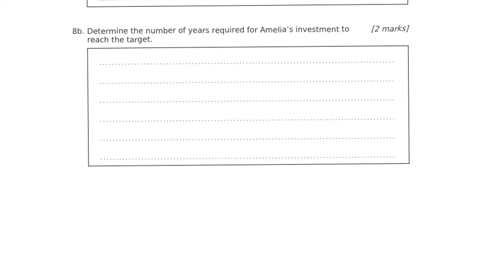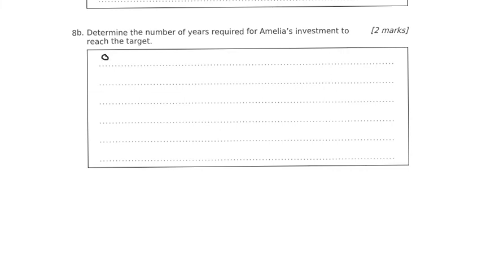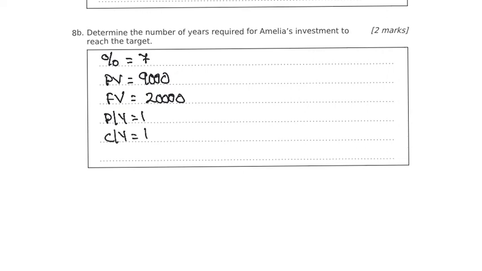8b, determine the number of years required for Amelia's investment to reach the target. Again, use the financial solver. We know that the percentage rate is equal to 7. Present value is 9,000. We want the future value to be 20,000. Py is 1, cy is 1, and we are looking to find the number of years. If you use your financial solver, you'll get the answer 12 years.